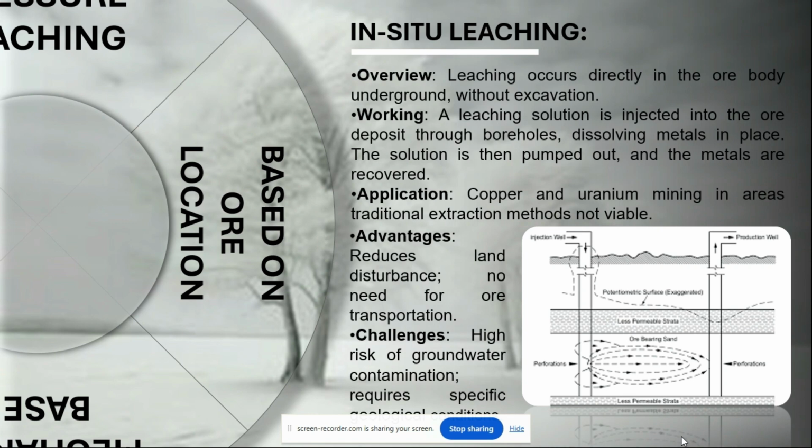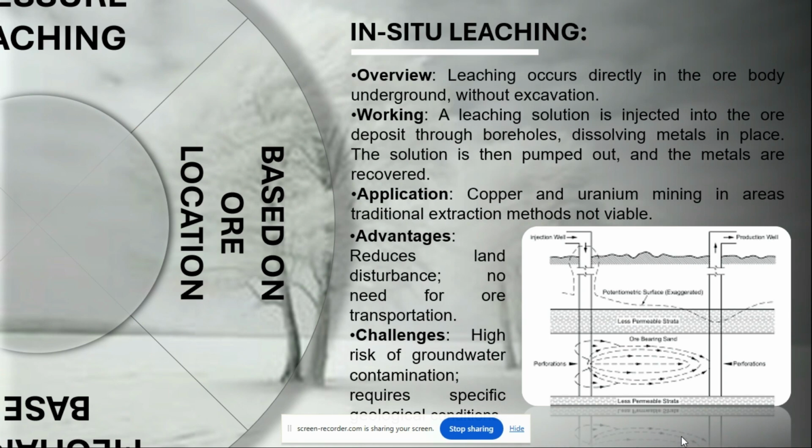From the left side, the material is injected into the injection well, from where it goes into the underground ores and is passed through all the ores, extracting the required materials, and then it is pumped out of the other borehole. Its application is generally the extraction of uranium and copper.